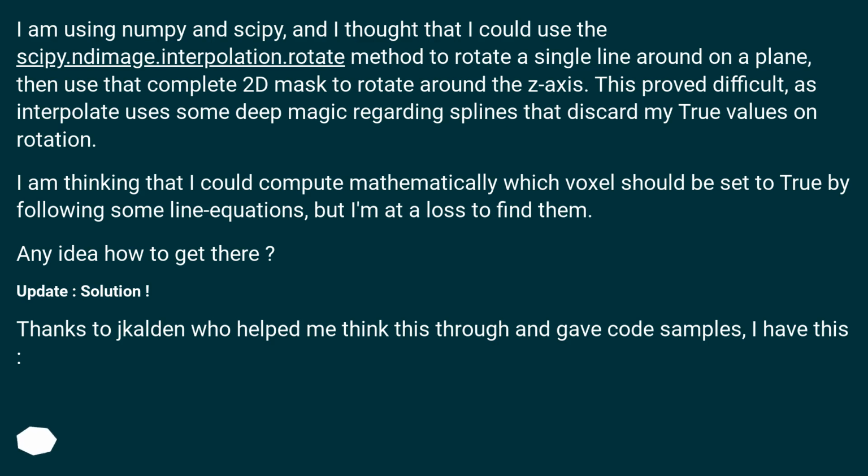I am thinking that I could compute mathematically which voxels should be set to true by following some line equations, but I'm at a loss to find them. Any idea how to get there?